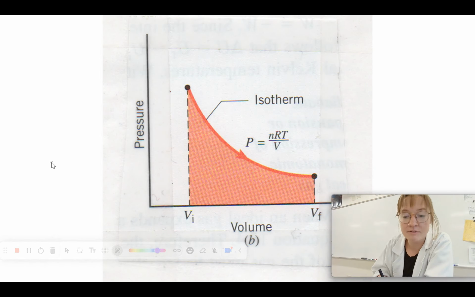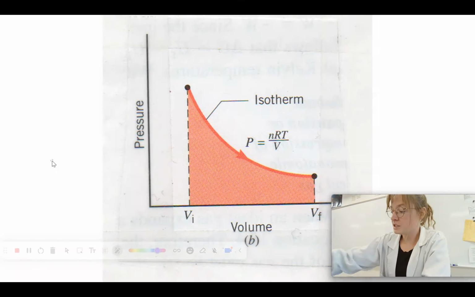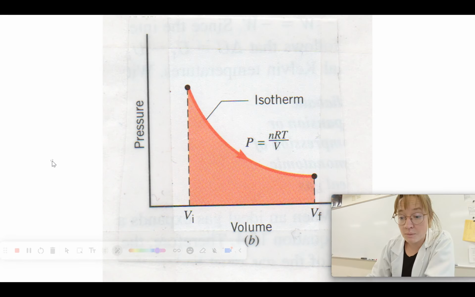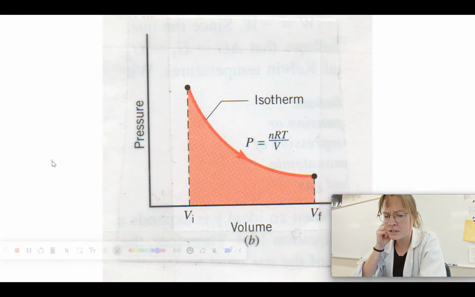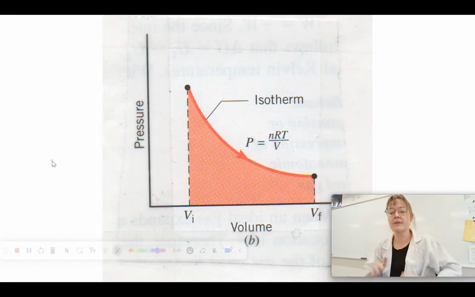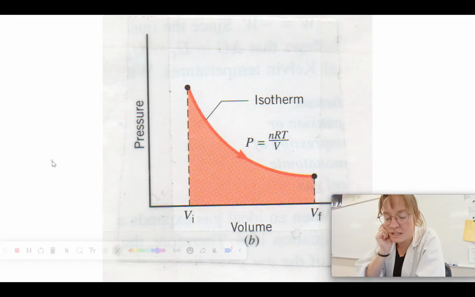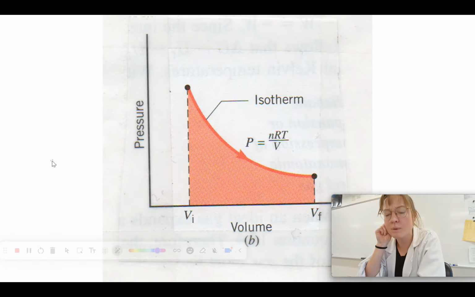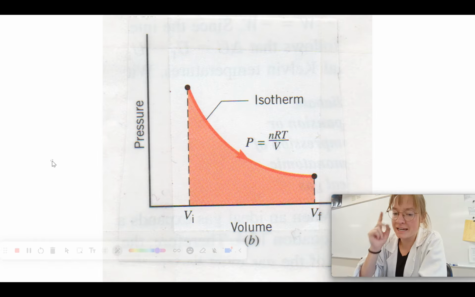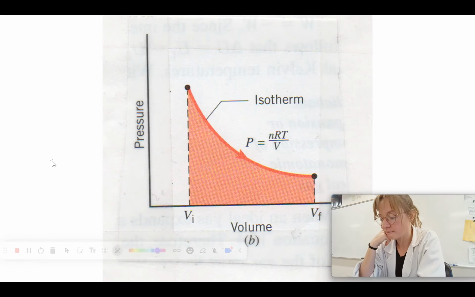And now for a little bit of trivia. Which 2 types of processes involve adding heat? You should say isobaric and isovolumetric involve you adding heat to the gas. Which 2 types of processes involve adding work? You should say adiabatic and isothermal. Those are the 2 where you add work.